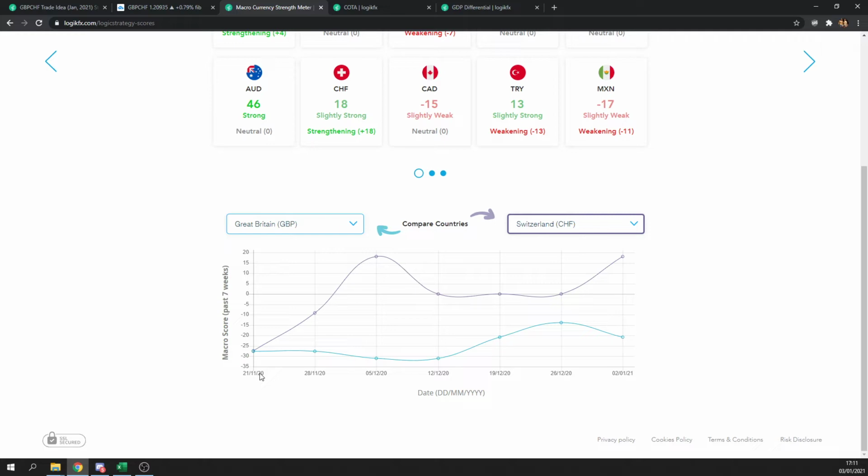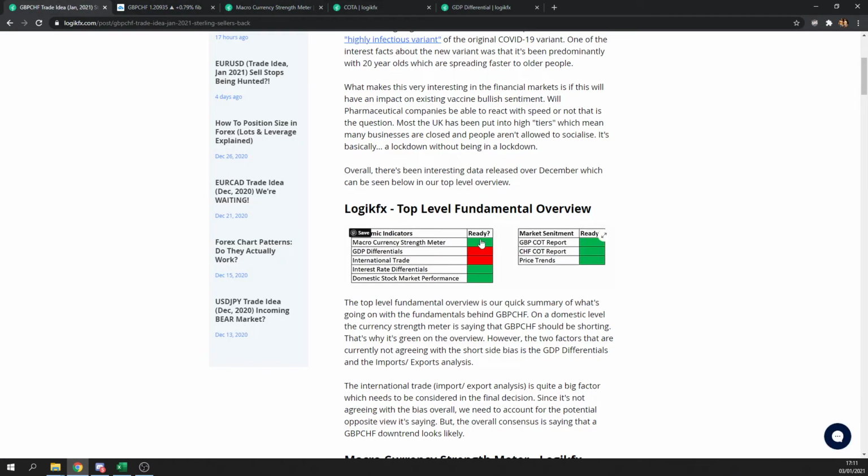On the flip side, the Swiss franc is actually starting to strengthen. And when has that started? Well, if we look at the 21st of November, all the way until now, the purple line has been increasing, right? This is creating a really important and interesting opportunity to potentially be shorting the pound against the Swiss franc. This is because one side is weakening and the other side is strengthening on a domestic level. And that is why we're green on our fundamental economic indicator here on the top level overview.